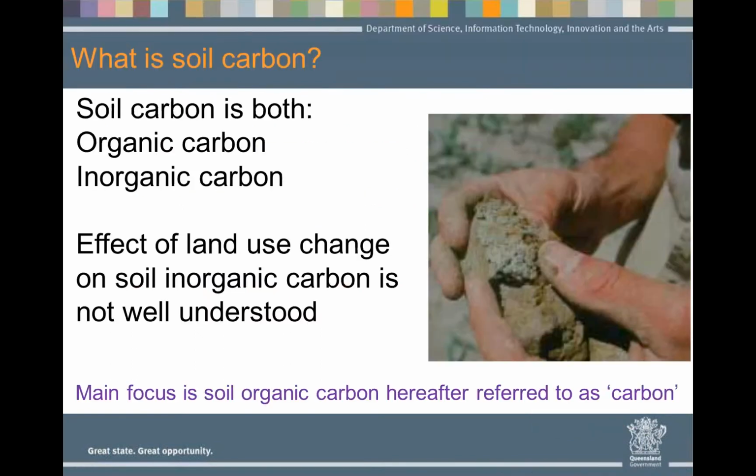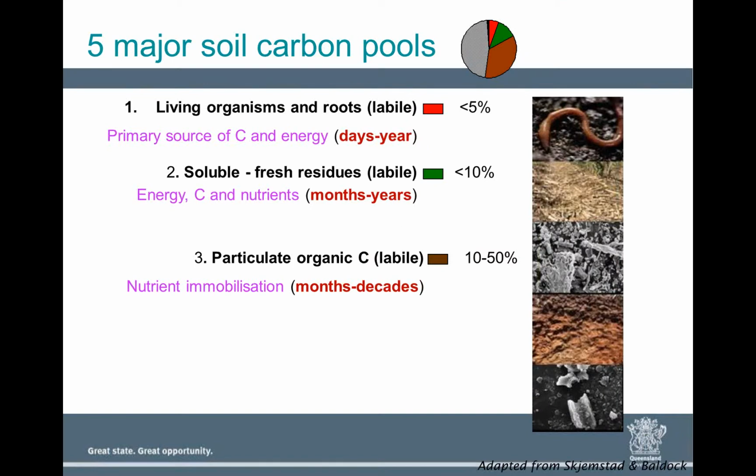Organic carbon is not one homogeneous soil carbon. It has a number of fractions depending on what role it plays in soil. For example, what we call labile organic carbon turns over faster, within months to up to about 10 years, sometimes in only days. And that consists of your living organisms in soil.